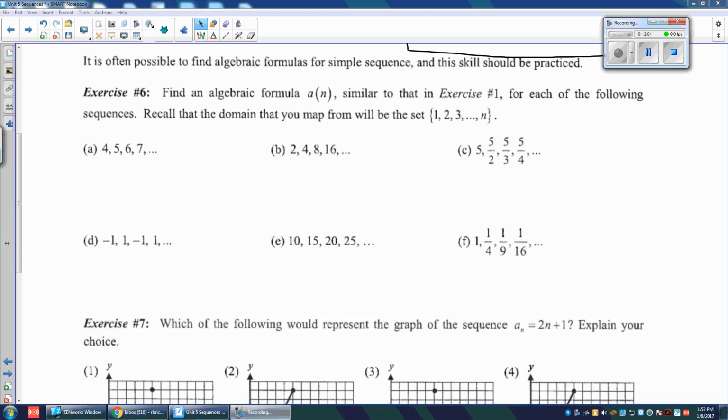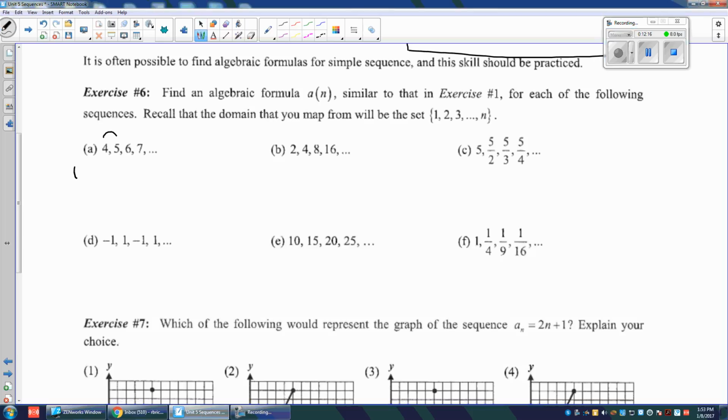It's often possible to find algebraic formulas for simple sequences, and that's a skill that should be practiced. So we're going to find the formulas for these. Recall the domain is the set from 1, 2, 3, 4, 5, 6, 7, all up to n. Okay, so here, what does it look like it's going?